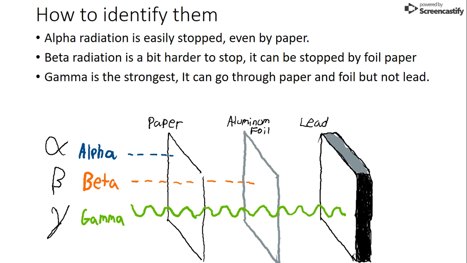It resembles how alpha radiation is easily stopped, it's even stopped by paper. Beta radiation is a bit harder to stop, but it can be stopped by foil paper, and it can penetrate paper. Gamma is the strongest one out of all of them. It can go through paper and foil, but it cannot go through harder stuff like lead.